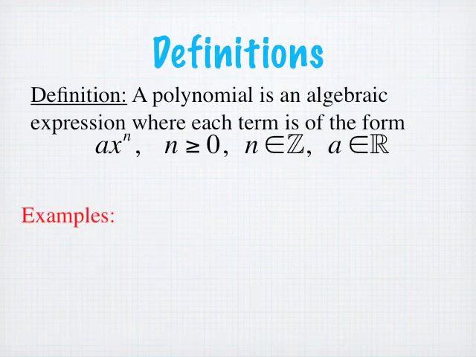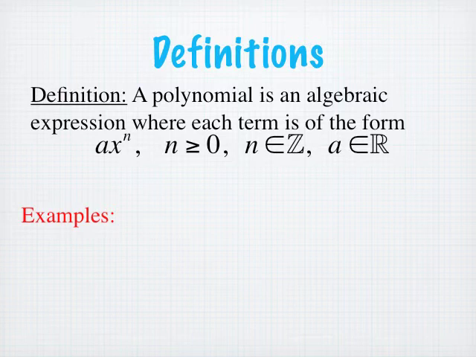Okay, so this is the formal definition, and I know it looks kind of intimidating, but let's just look at it and see what it means. So a polynomial is an algebraic expression. Remember, an algebraic expression, all that means is it's a combination of letters and numbers. We've combined them with addition, subtraction, multiplication and division, where each term, remember a term is a group of things that are glued together with multiplication. So our terms are separated with plus and minus signs.